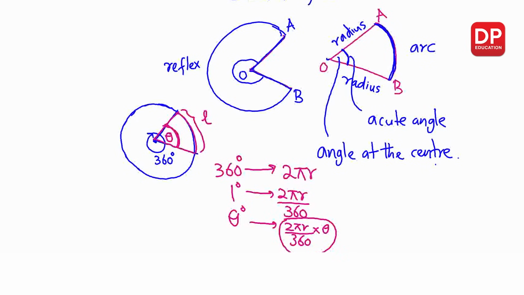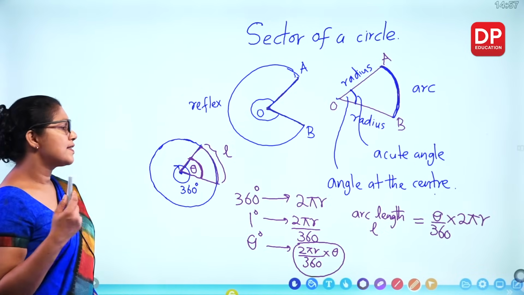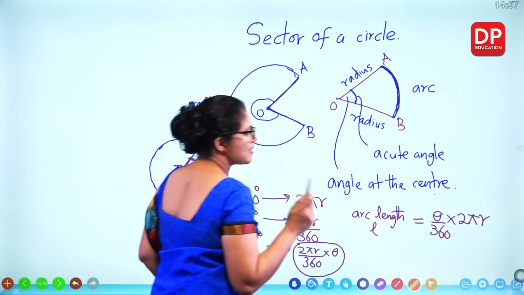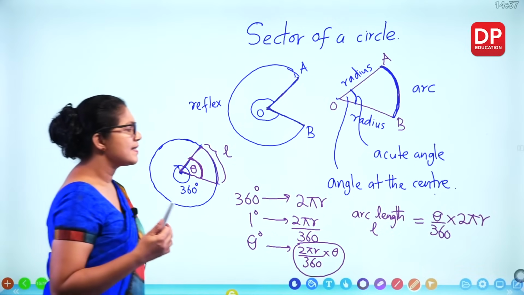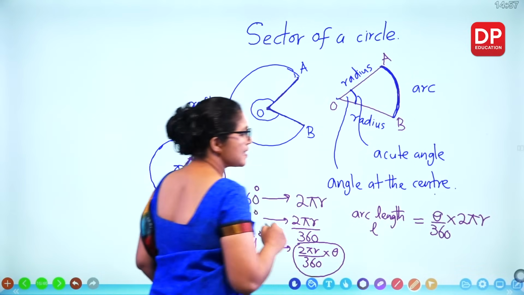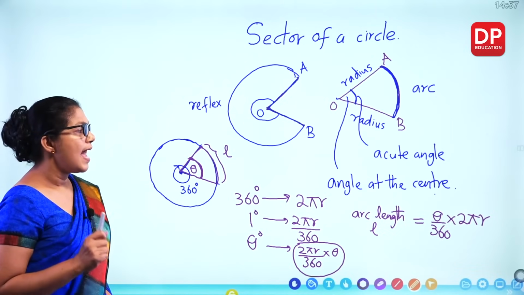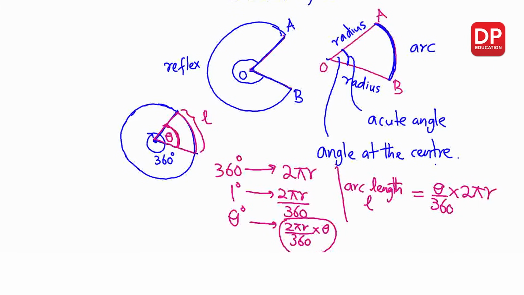So when you rearrange this, what do you get? This is the arc length. So we can write arc length is equal to, we can use L, and here I'll rearrange theta and 360 together: angle divided by 360 into 2 pi r. So I can see there's a formula. If you want to find out the arc length of a sector, you can use this formula. So what's the formula here? Angle at the center divided by 360 into 2 pi r. So what is r there? R is the radius of a circle, and what is theta? Theta is the angle at the center. So this is the arc length of a sector.